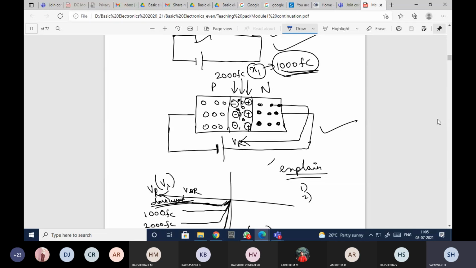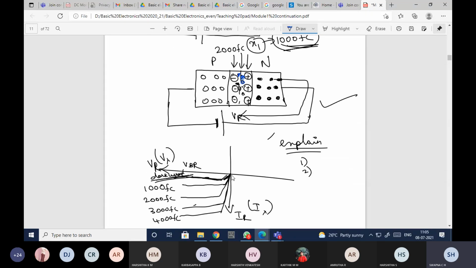The charge carriers will be generated here in the junction, and these electrons will get attracted towards the positive terminal, and these holes are attracted towards the negative terminal. Because of that, the current will start flowing. Compared to when there is no light illuminated, the current is more. As you increase the intensity of light, the current through the device will be more. So that's why the characteristics are like this.